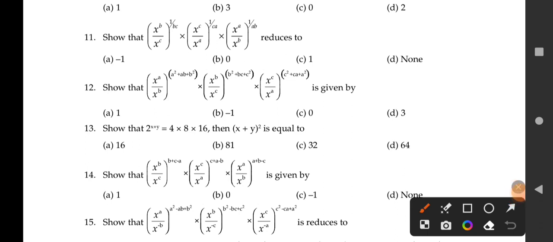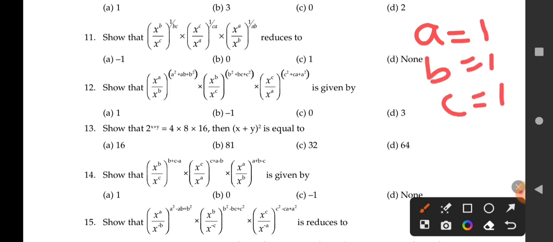Simple question again. Okay, just a minute. In this question as well, like I said, the options given are in numbers. So let's assume some values. Let's assume a equals 1, b equals 1, and c equals 1, since this can work, since there is no negative in any denominator.